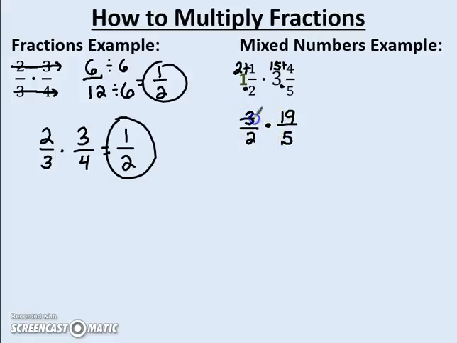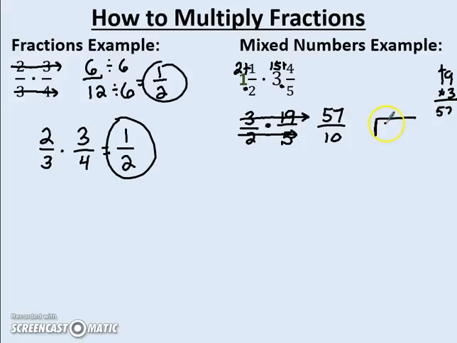And now we need to multiply straight across. So we need to do 19 times 3, which is 57. So we have 57 over 2 times 5, which is 10. Now, this is an improper fraction, so we can divide to convert it back to a mixed number.